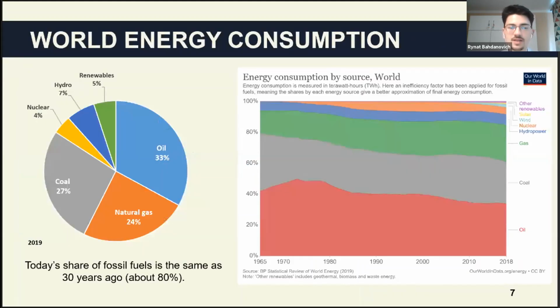Speaking about energy consumption, the share of fossil fuels is the same as 40 years ago, around 80%. Share of nuclear is around 4%. World energy consumption is expected to grow by approximately 1% per year. The share of electricity in total final energy consumption will increase from 18% to 27% by the middle of the century. And it will be okay if not for the global warming problem.